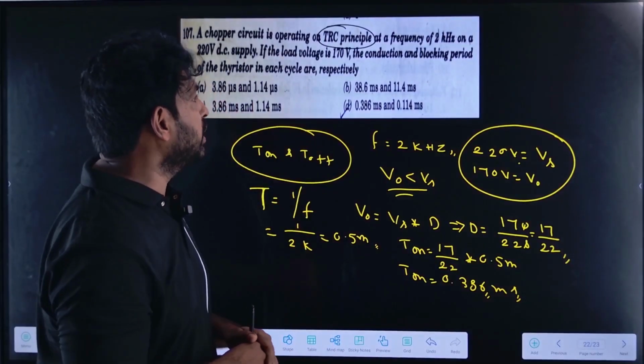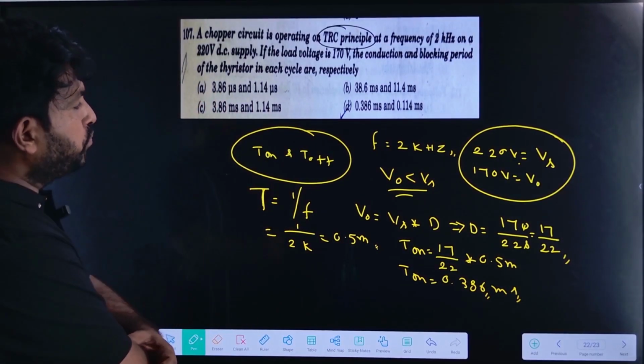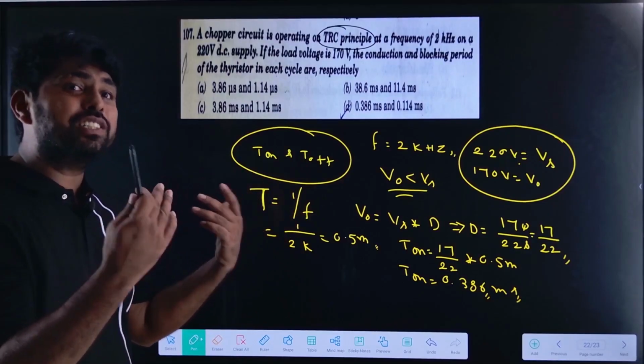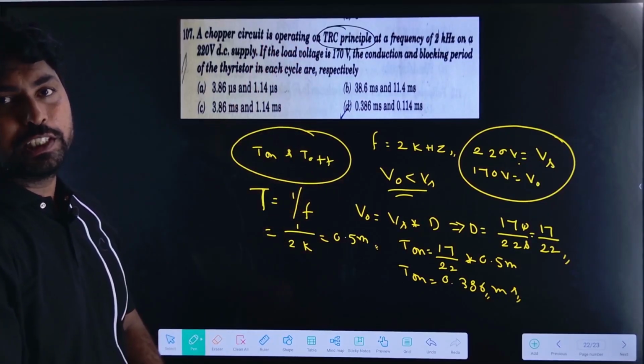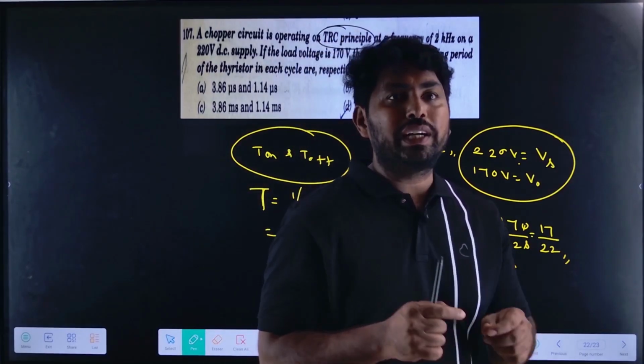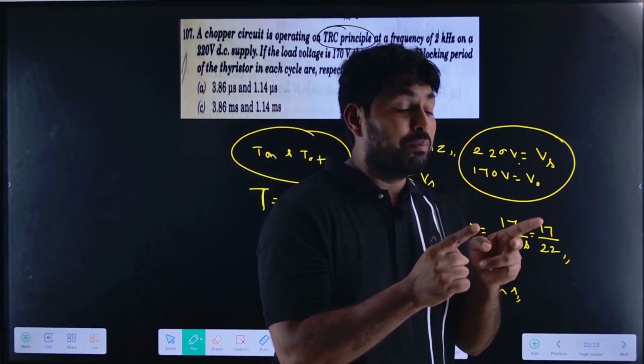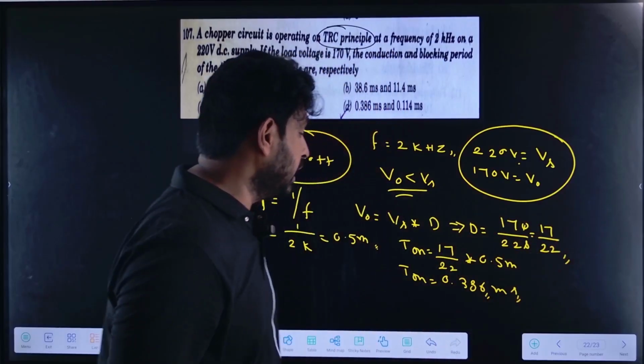So T on and T off will be changed. So T on plus T off is always constant in case of the TRC principle. So what is the TRC principle? The time ratio control. In the time ratio control, the T on will vary, T off also will vary, but the total time will always be constant.